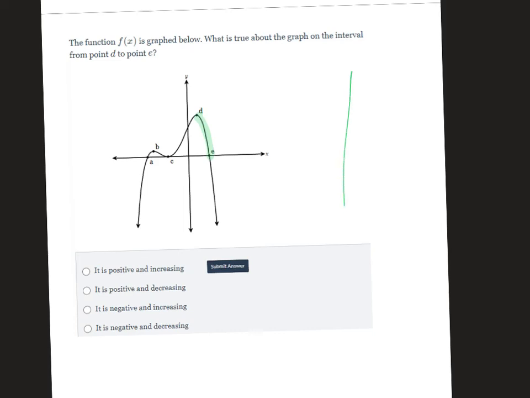Okay, so one more time. If I am up on the top, I am positive. If I am down on the bottom, I am negative. So we're above, right? So that means we're positive. So that means these two answers are knocked out. We don't want either of those. This part, from D to E, am I going uphill or downhill? I'm going downhill. So that means that it is decreasing. So we should click on that second answer.